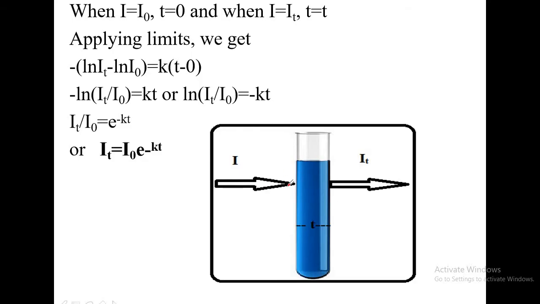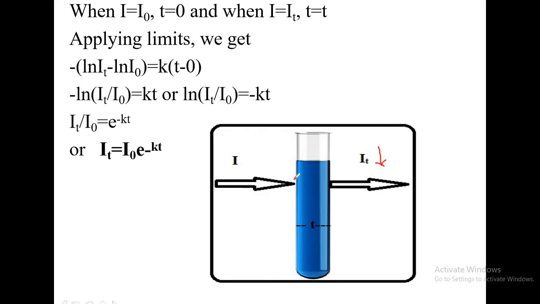We are sending a monochromatic light of intensity I0, and some amount of the light is absorbed by the solution and the remaining light comes out. The remaining light that is coming out is the transmitted light. The transmitted light intensity is always less than that of the incident light because some amount of the light is absorbed here. So the intensity of the transmitted light always decreases, because a fraction of the light is absorbed by the absorbing medium.